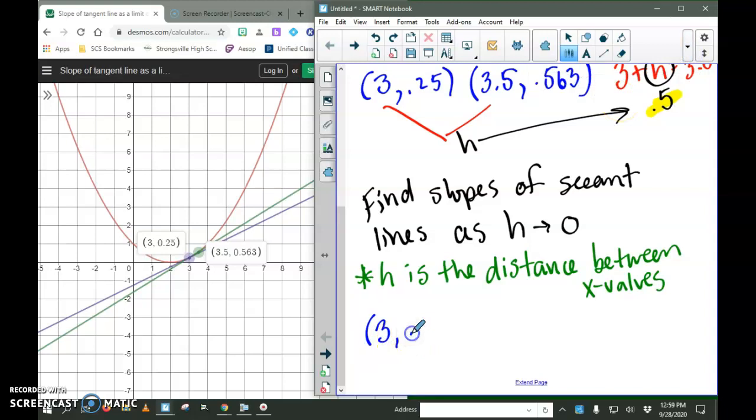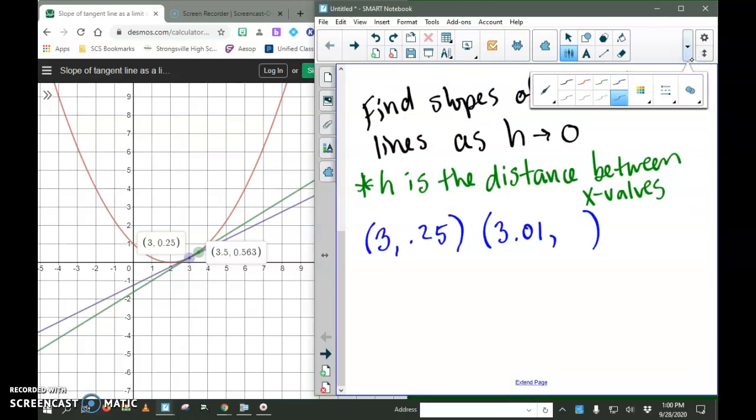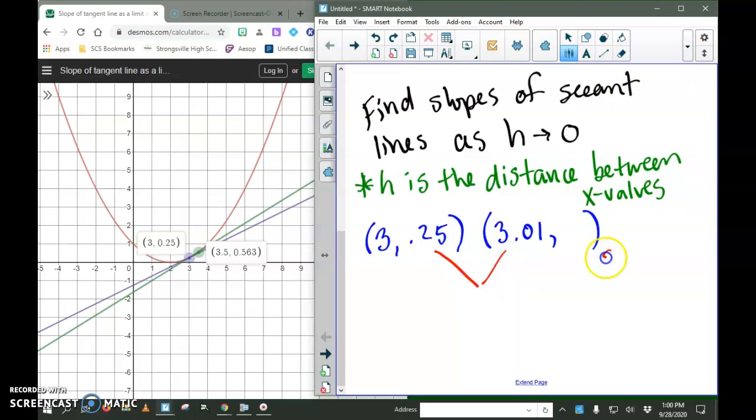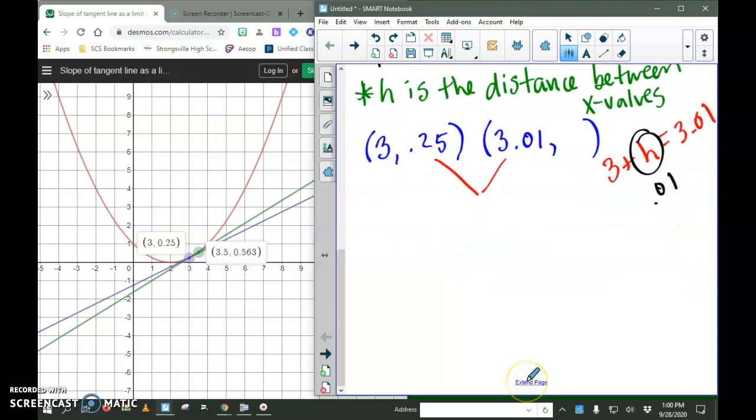So again, here's my point of tangency. And then choosing an x value, whatever that y is. At this point, it doesn't matter to me, okay? Choosing an x value so that that h, that distance between those x's, 3 plus h equals 3.01, that h, again, continues to get closer and closer to 0. So we can think of this as another way. So we can think of finding the slope of the tangent line, right?